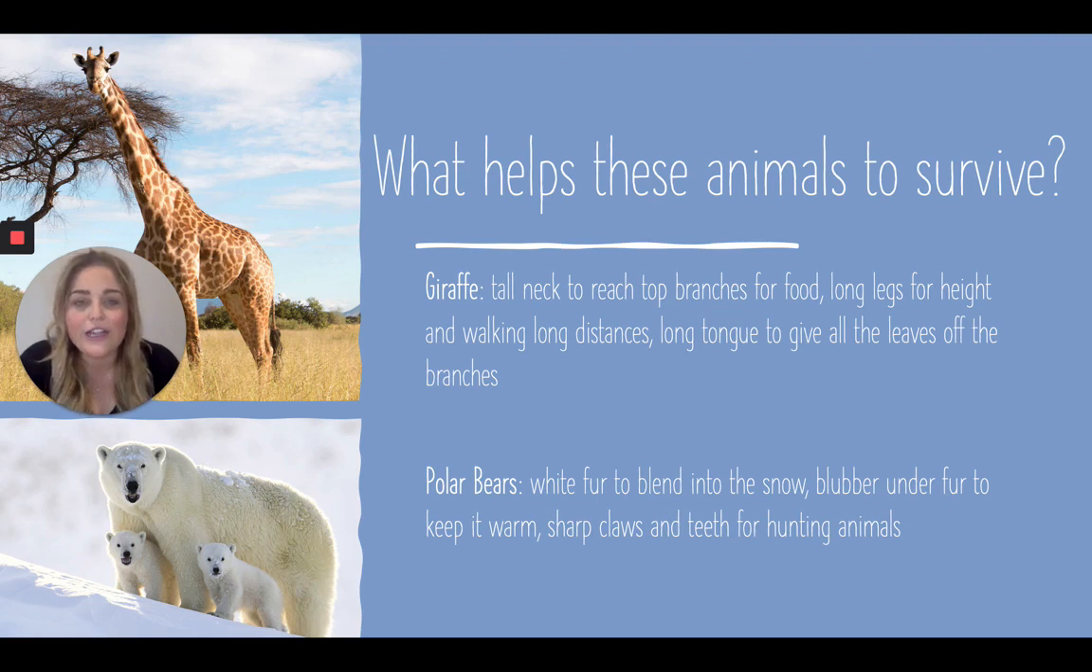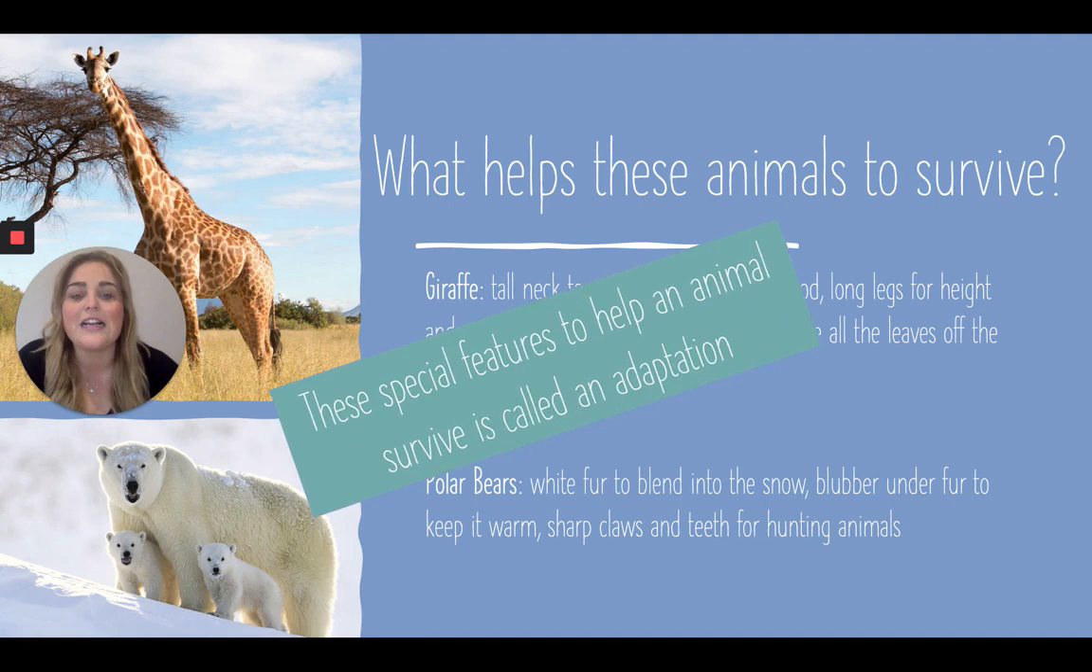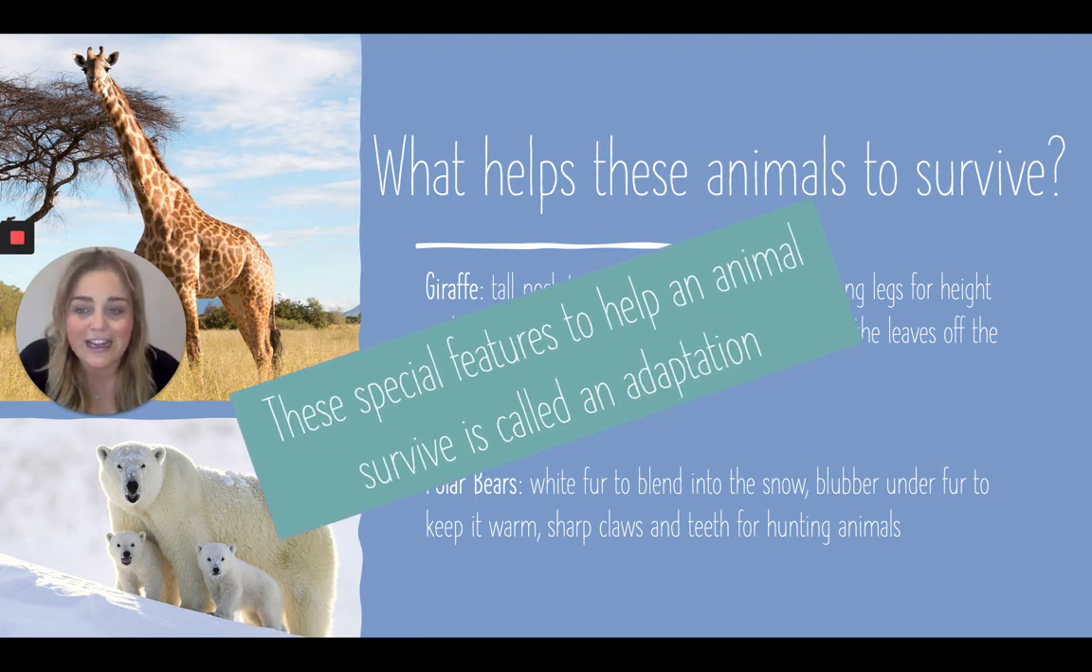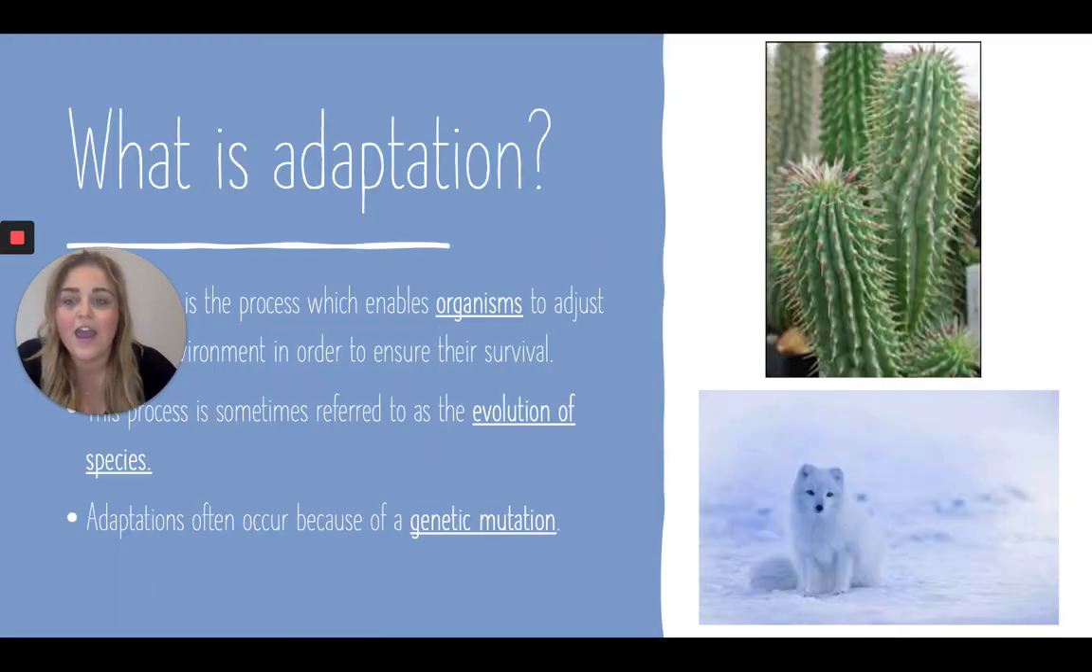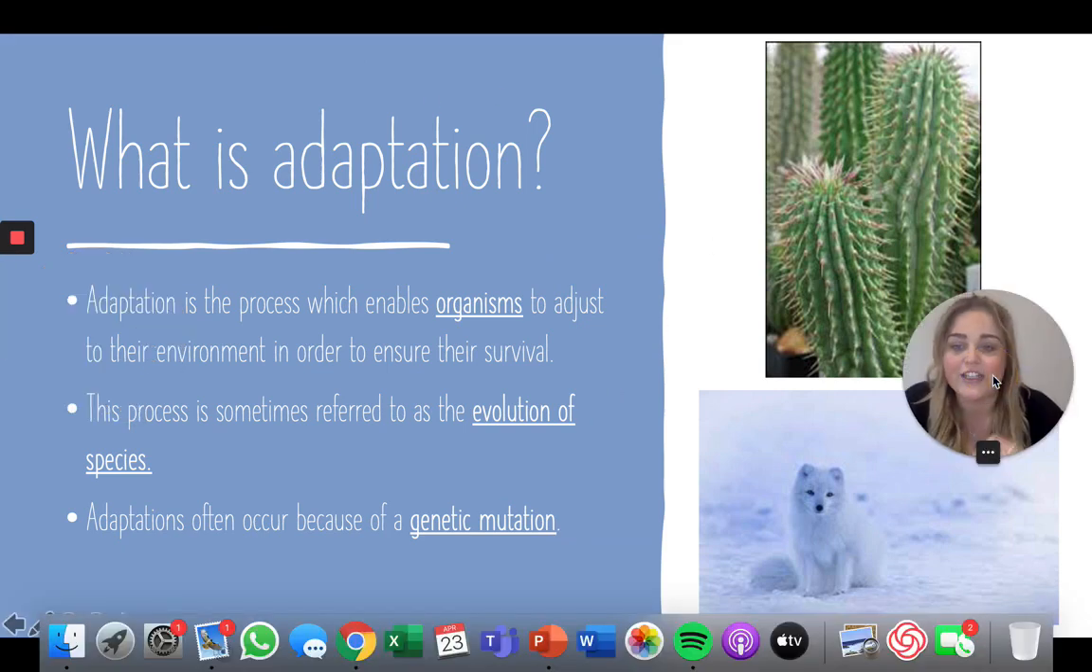Now, what do these all have in common? Well, these are special features that each of these animals has that helps it to survive. And these features are called an adaptation. So an adaptation, if we have a look here, is the process that enables an organism to adjust to their environment in order to survive.